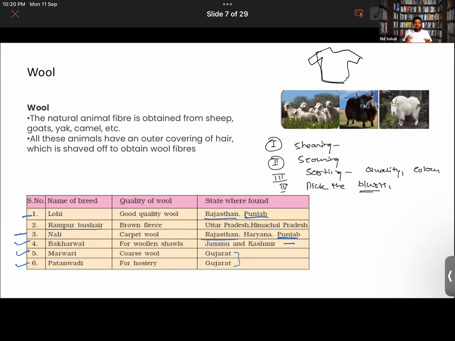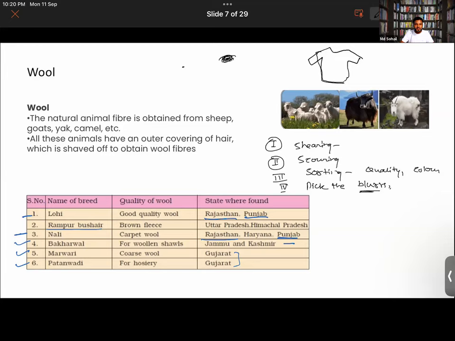Once the woolen fibers have been sorted out, manually the burrs are picked out of it. There are some small particles still stuck in it, so around that particle, fibers cling together. They form a ball-like structure. Is it clear? Is it confusing or easy? Are you guys getting what I'm saying?